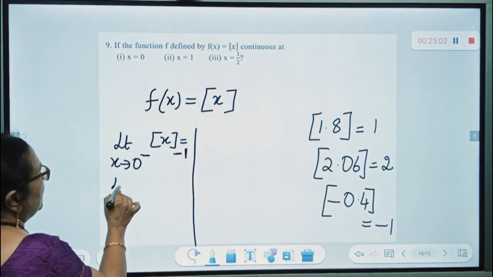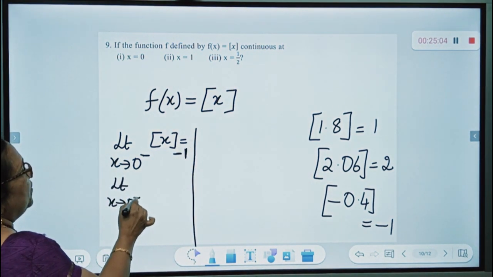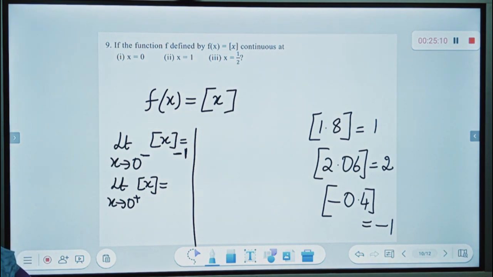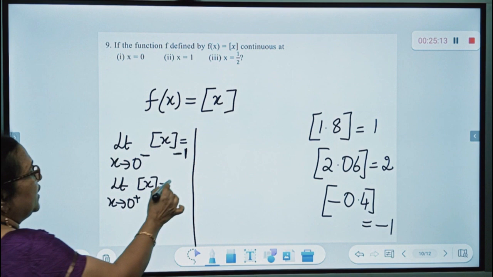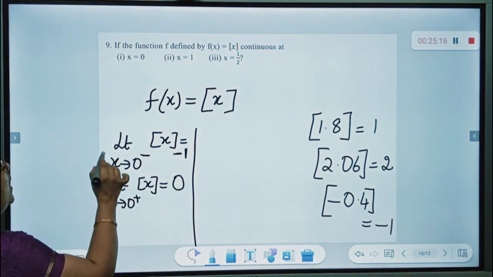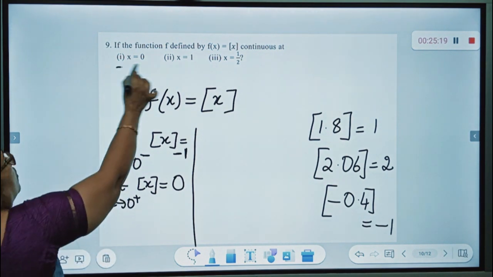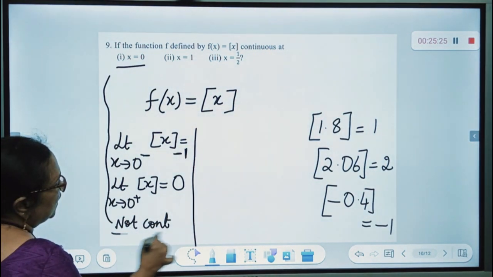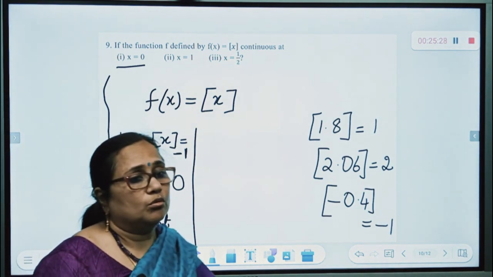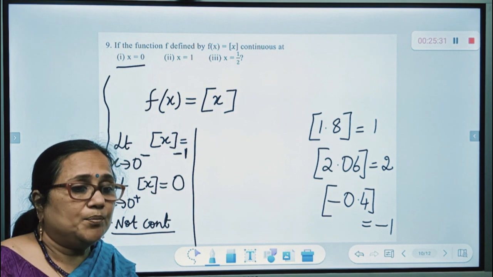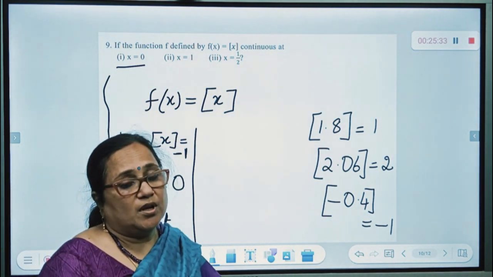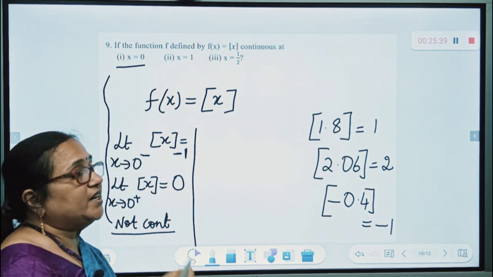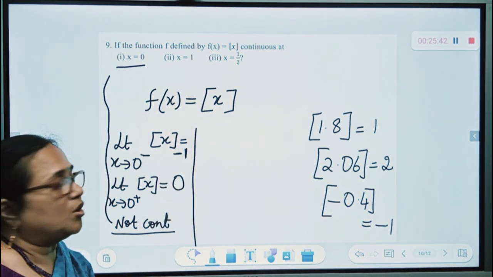What will be limit x tends to 0 plus of square bracket x? This is greater than 0. So 0.8, 0.9. If I apply the greatest integer function, I will get 0. Therefore, at x equal to 0, it is not continuous. In fact, it will not be continuous at any integer. If you say 2, when I take 2 minus, the greatest integer function will give 1. For 2 plus, very close to 2 but greater than 2, it will give 2. So at integer points, the greatest integer function is not continuous.